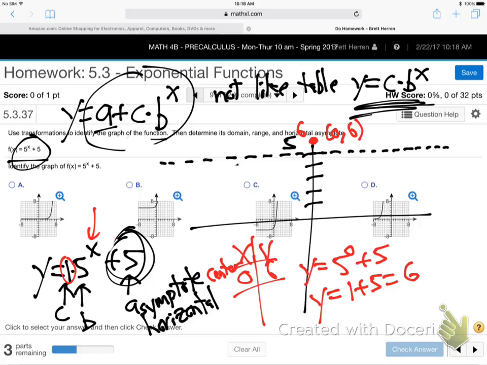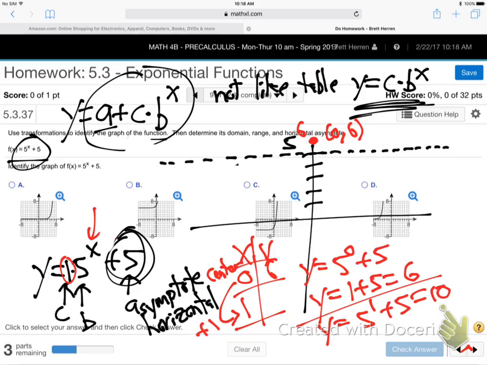Now I need one other point. How do I find that other point? Add 1, plug it in. When I plug in 1, I get y equals 5 to the 1 plus 5. That's 10. So over 1, up 10, it's way up here already. So it's rocketing up. What do you think it's doing on the other side? Well, it's got a horizontal asymptote, so it's flattening out. And there's the graph.